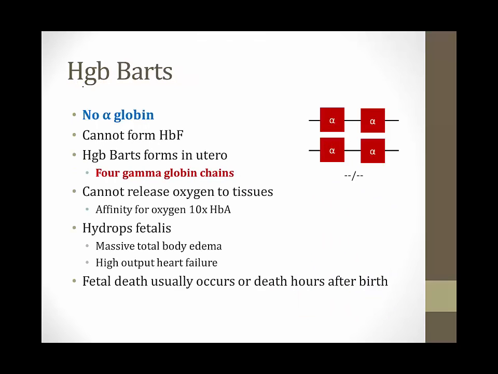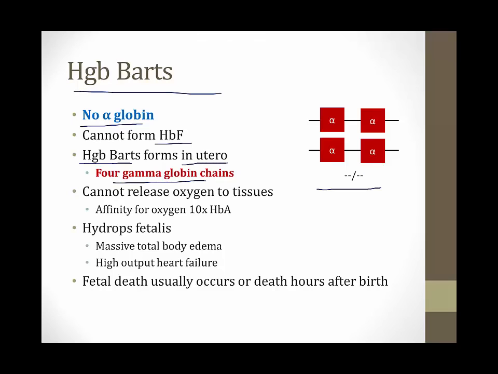The final type of alpha thalassemia is called hemoglobin Bart's. This occurs when there's deletion of all four alpha globin genes. This is not compatible with life. These babies have no alpha globin. They cannot form hemoglobin F, which consists of alpha globin and gamma globins. As a result, gamma globin chains will bind together into a structure called hemoglobin Bart's. This consists of four gamma globin chains.